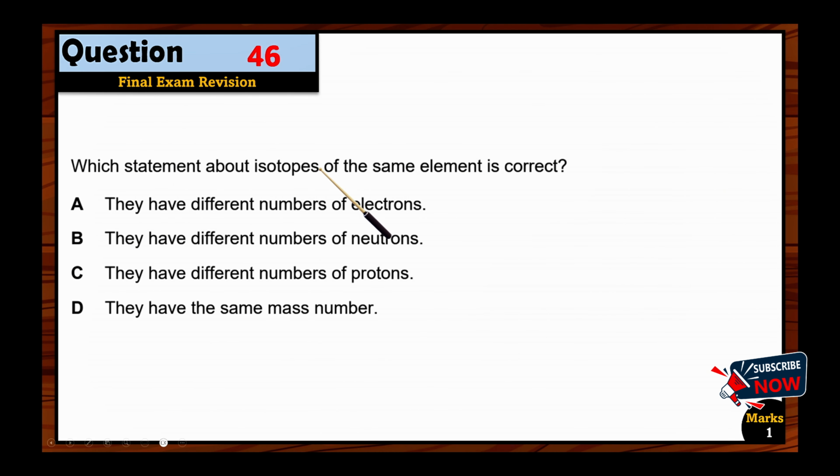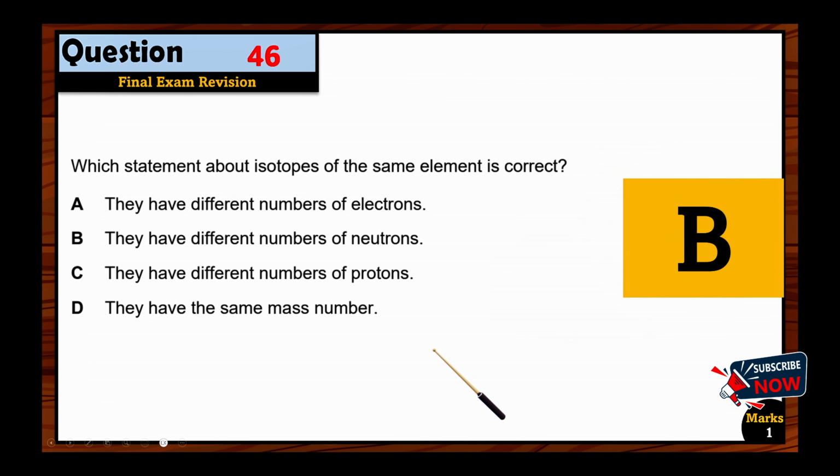Question 46. Which statement about isotopes of the same element is correct? They have different numbers of electrons. That's wrong. They have different numbers of neutrons. Yes, that's right, because isotopes always have different numbers of neutrons. They have different numbers of protons. Wrong. They have the same mass number. Wrong. So option B is the only right option.